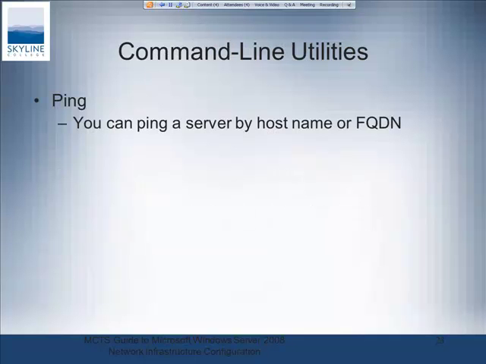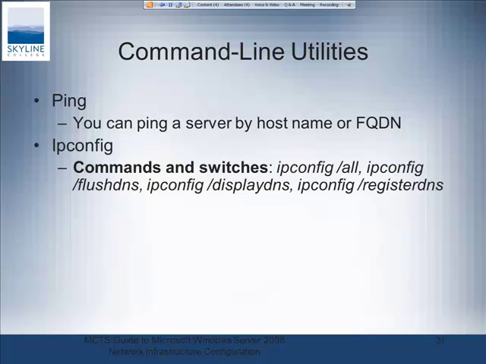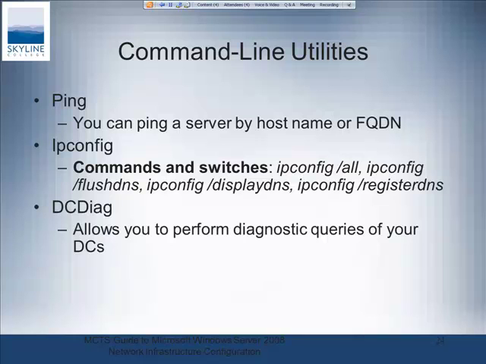The command line utilities are the same ones that we talk about in every course, the ping utility. Can we get somewhere? IPconfig, the switches, all. Flushdns, displaydns, registerdns. That's not all the switches, obviously, those are the DNS switches. You can see what's cached. You can get rid of it with flushdns, or you can registerdns, which registers your machine in the DNS server.